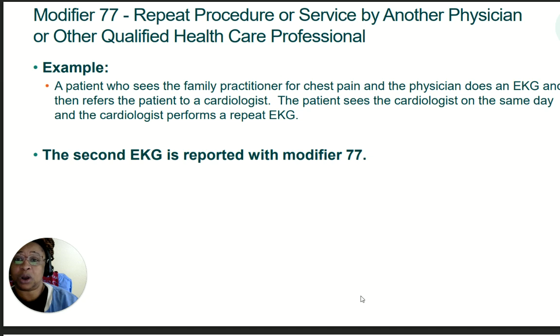77, repeat procedure by another physician. Same aspects, but it's done by a different person. Example, a patient is seen by the family practitioner for chest pain and the physician did an EKG and then refers the patient to a cardiologist. The patient sees the cardiologist on the same day and the cardiologist performs a repeat EKG. The second EKG is reported with a 77 modifier because why? It's a repeat procedure, but it's done by another physician, not the same.